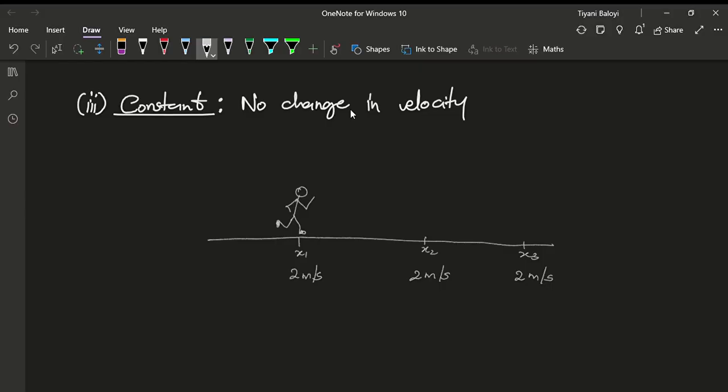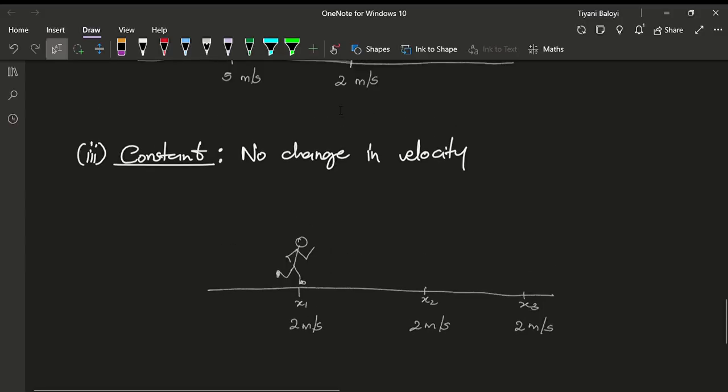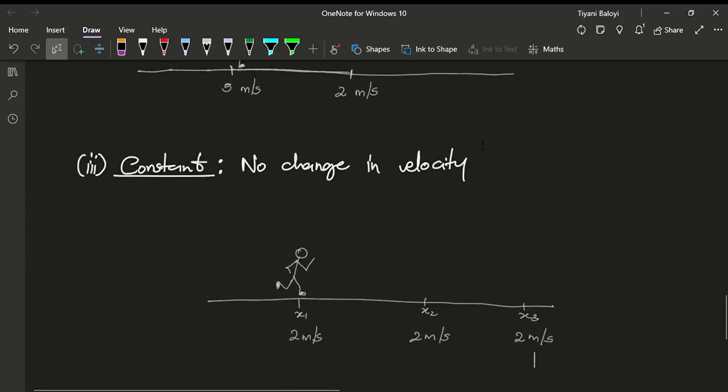Let's say it's peak hour and there's too much traffic, so you're maintaining a constant speed, right? So your velocity is constant, which means you have what, no acceleration, right? So you have zero acceleration. Constant velocity, no change in velocity, you have zero acceleration.